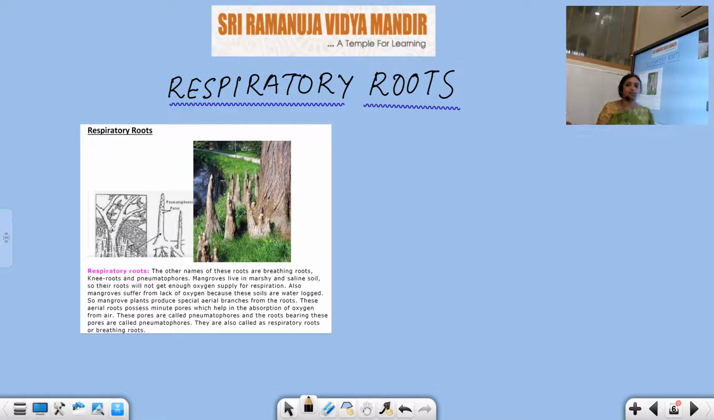Some plants grow in marshy or swampy soil. So what is marshy and swampy? It is muddy soil, completely waterlogged. In waterlogged areas, the roots of the plant do not get proper oxygen.